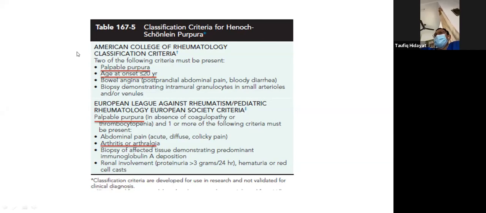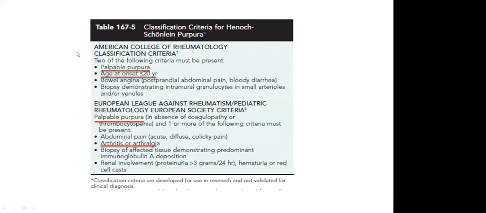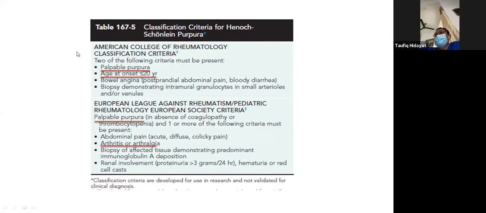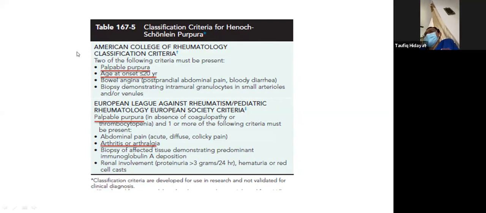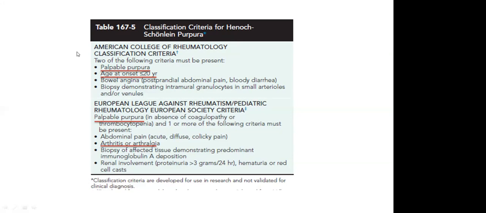Okay. And because the purpura and petechiae are part of the bleeding tendency, what are the causes of bleeding tendency? In HSP? No, a general question. If a patient has bleeding, what are the hemostasis mechanisms that can cause bleeding?